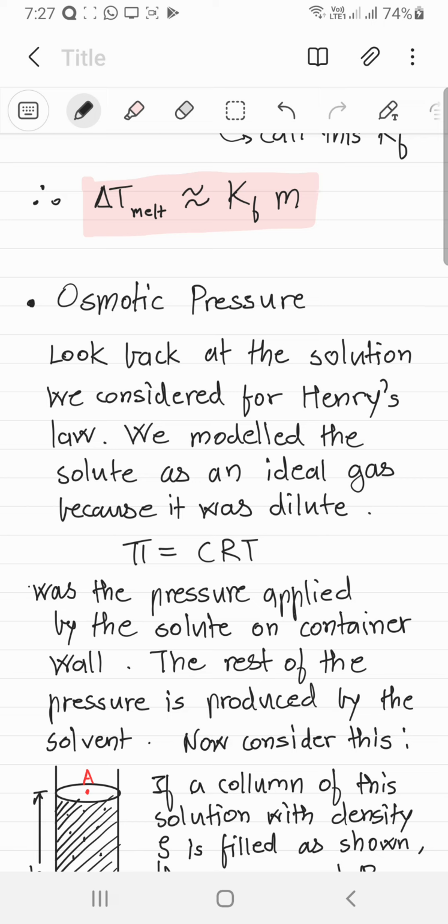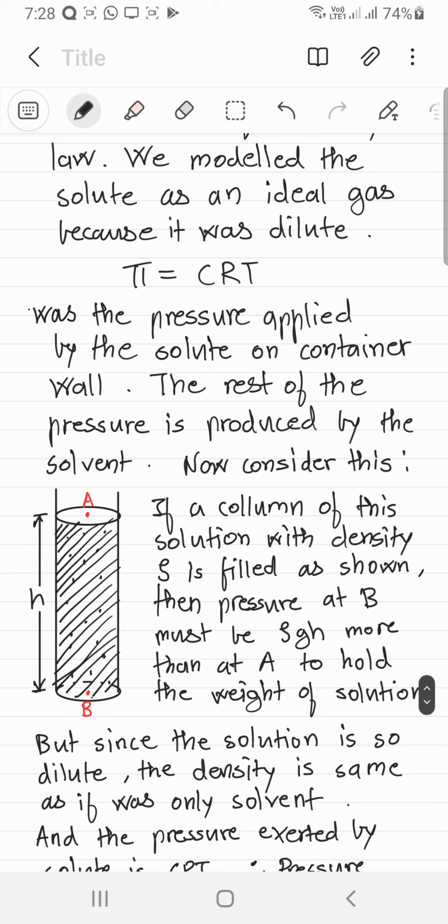So for that solute you have the equation pi equal to CRT, where pi is the pressure exerted by the solute on the walls. So what's the pressure exerted by the solvent on the walls? Well, the total pressure experienced by the wall minus CRT, right? So it's basically that concept just applied to a specific configuration. So what is the configuration?